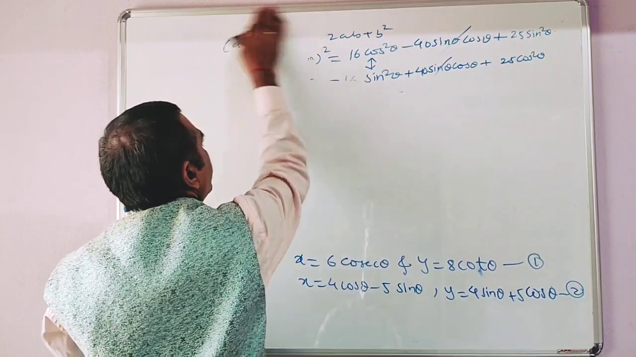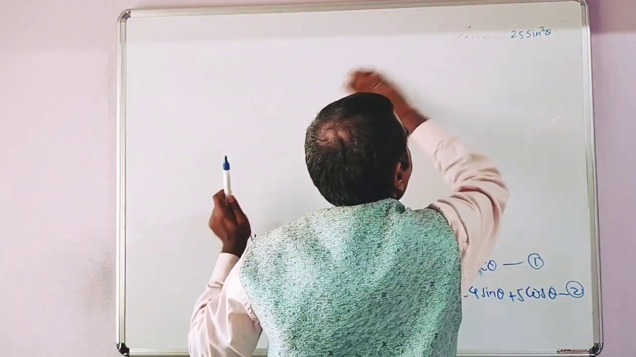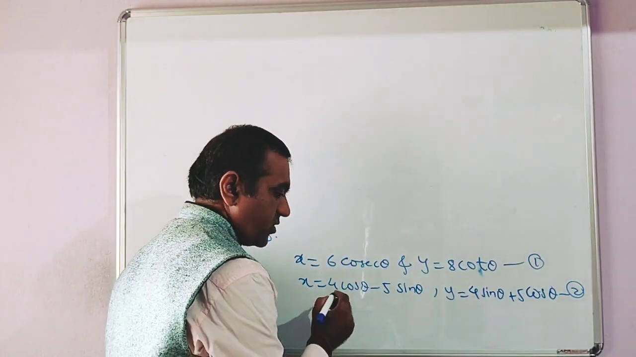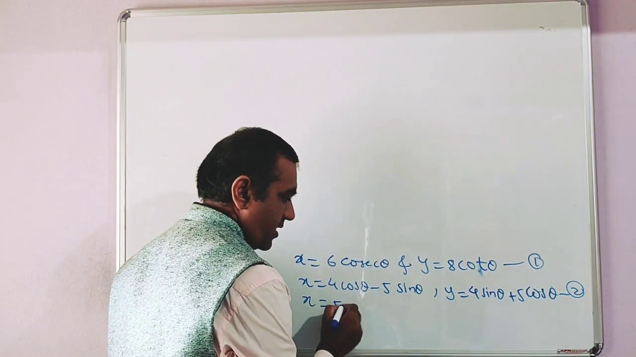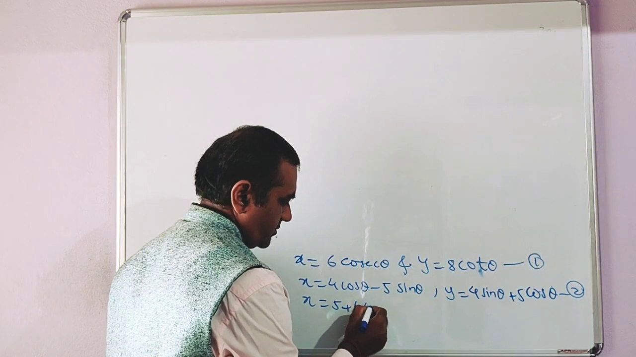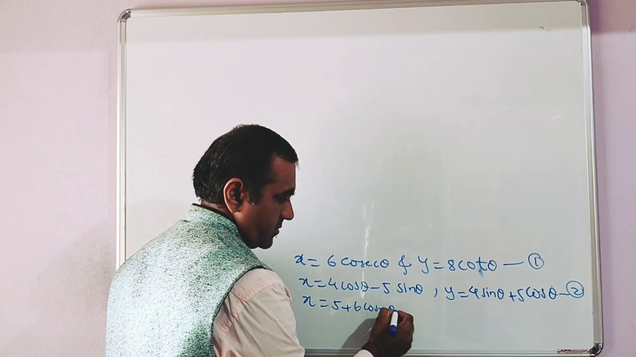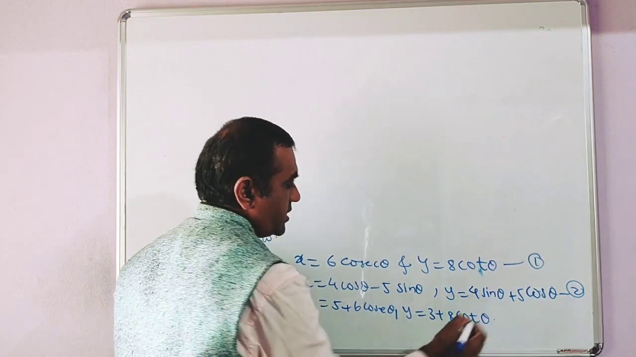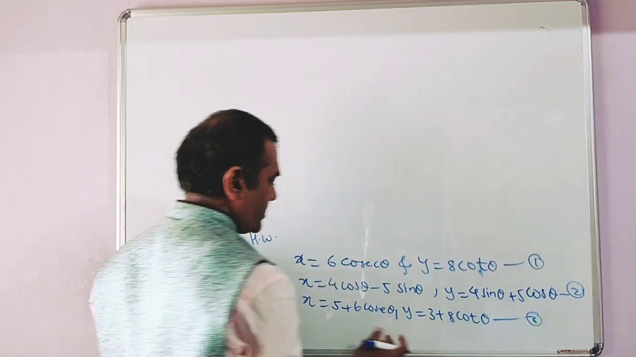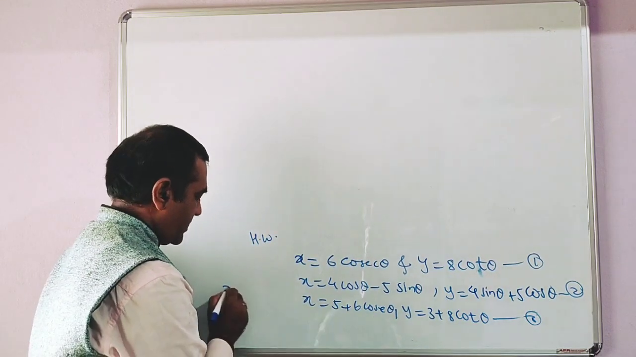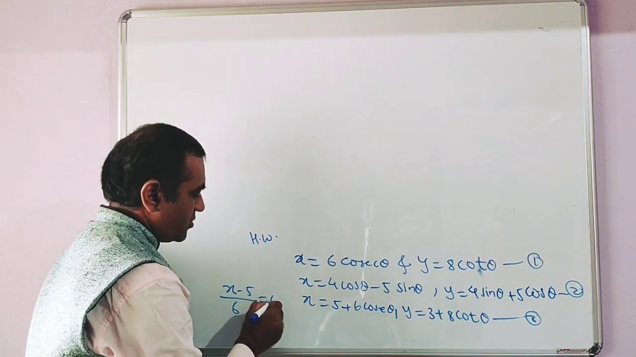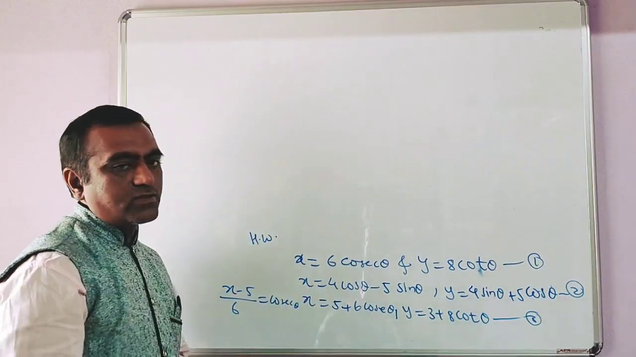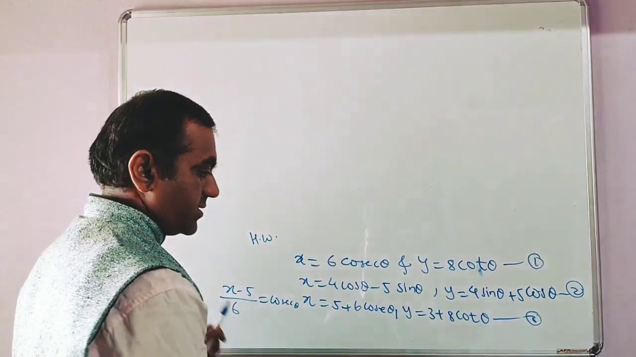I am giving you a hint for this. You can solve this. Similarly, you can solve x is equal to 5 plus 6 cosec theta and y is equal to 3 plus 8 cot theta. Just use your common sense to solve this. This will be x minus 5 by 6 is equal to cosec theta, and here y minus 3 by 8 is equal to cot theta. Again cosec square minus cot square. You can do like this. Clear?